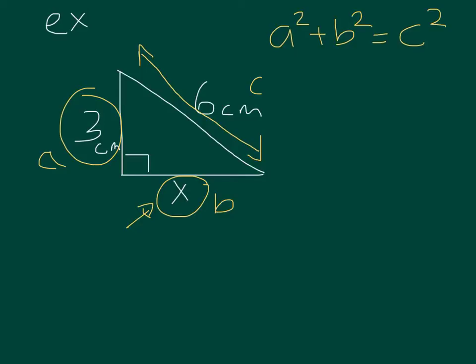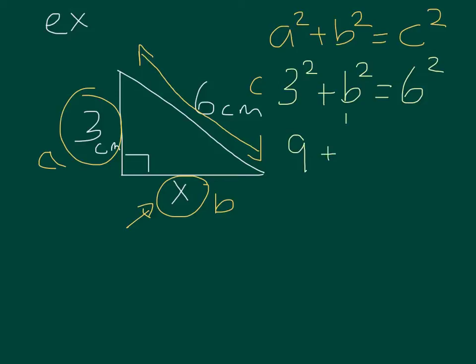So now we know the value of a is 3, because it's right there, it's 3 centimeters, and we know it's 3 centimeters squared, plus b squared. This is our unknown, so we're going to leave it as a variable, and I know that my value of c is 6 squared, so I'm going to pop that in. So again, 3 times 3 is 9.